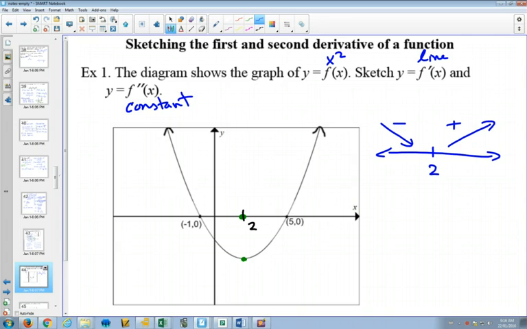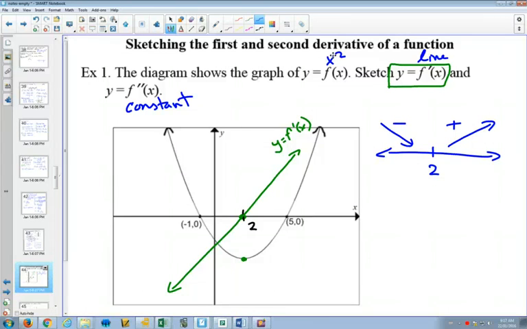So as far as our line goes, for our derivative, before 2, it needs to be less than 0, negative, and after 2, it needs to be increasing. So now we've sketched y equals f prime of x. That's in green. I'll square it in green so we remember that that one is in green, or maybe I'll label it as well.